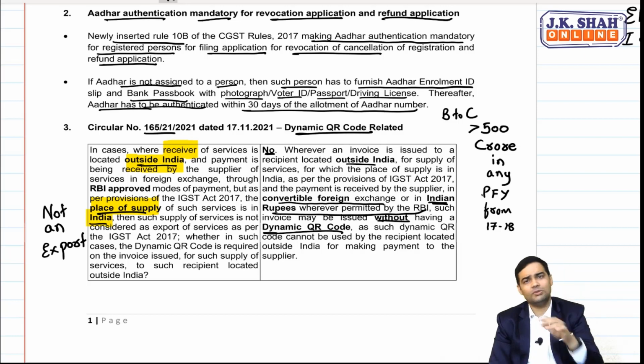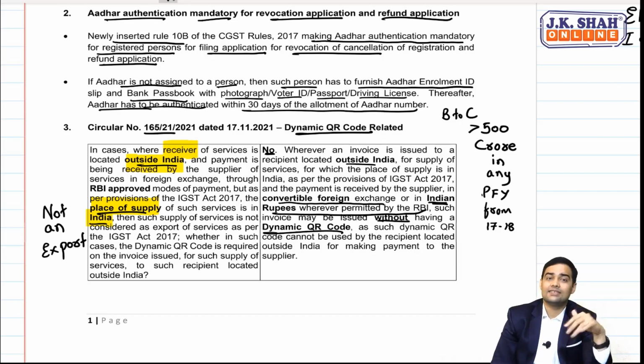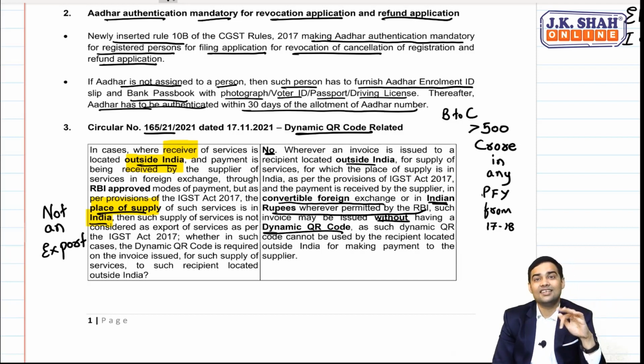Sir, Indian rupees RBI permits? Yes. Say suppose it's a Nepal transaction, then you will prefer Indian rupees than Nepali currency. Say suppose there is a US transaction, we will prefer dollars instead of INR. So in some cases, RBI permits Indian rupee as well. So in such cases, no need to mention dynamic QR code.